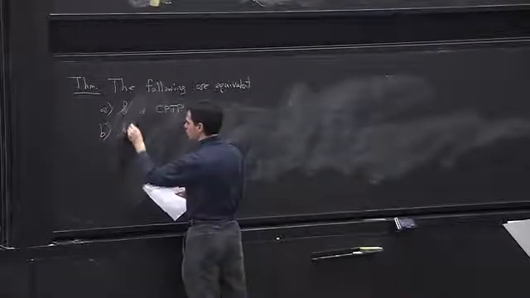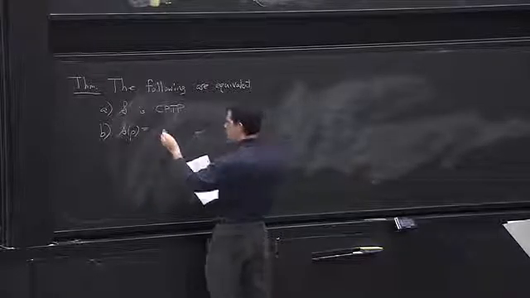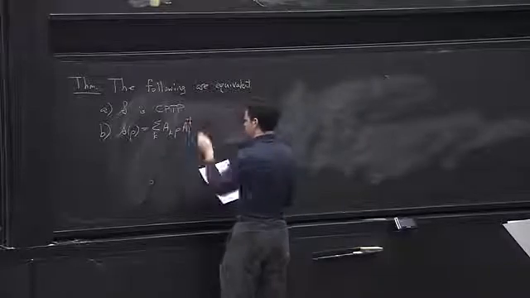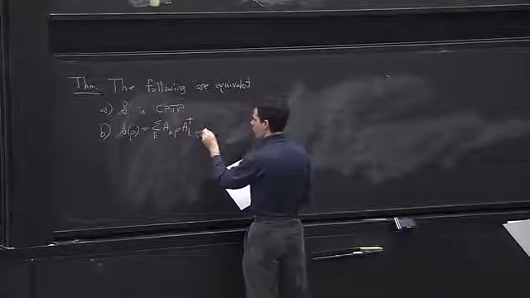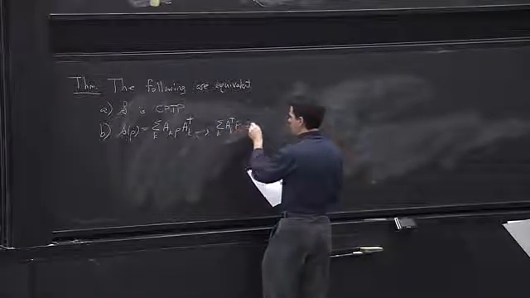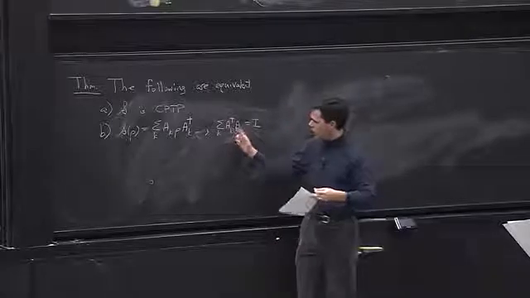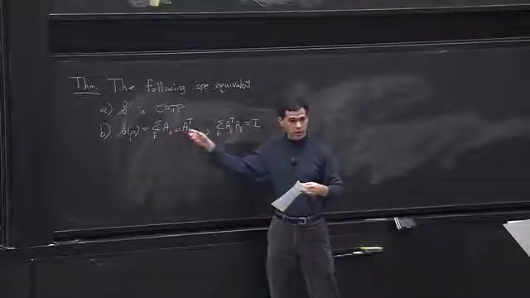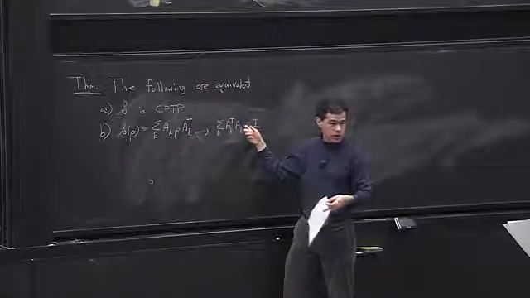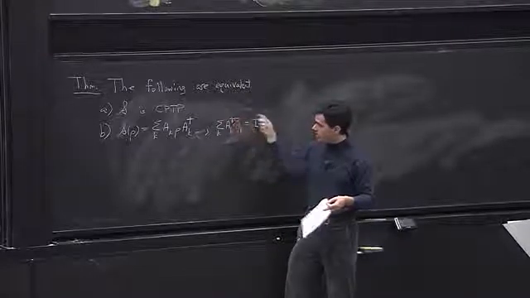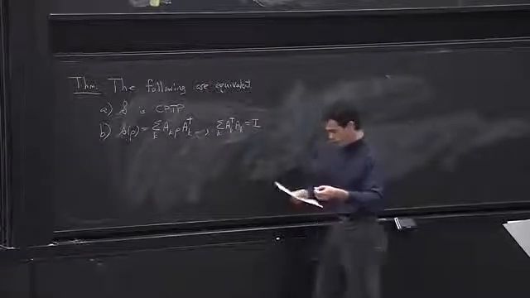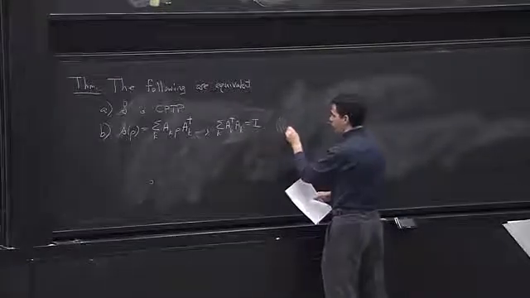B, S of rho can be written as the sum over K of AK rho AK dagger, with the sum of AK dagger AK equals I. So the order reverses here. It's AK on the left and AK dagger on the right here. But in this sum, it's AK dagger, AK. And this condition is what gives you trace preserving, basically. So this thing is called the Kraus representation.